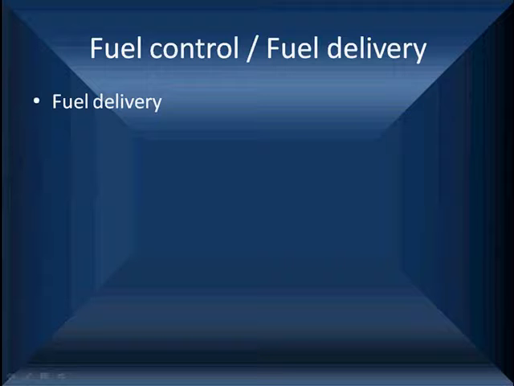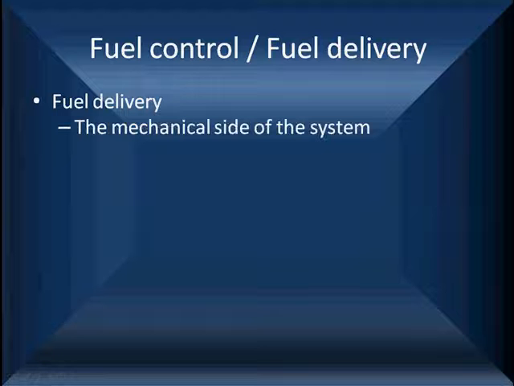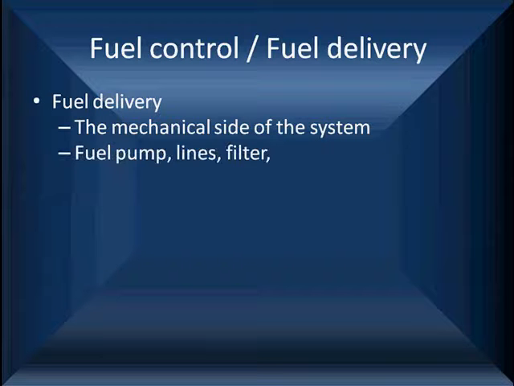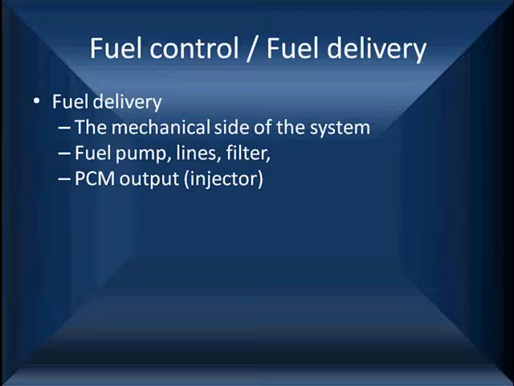Now, all through our conversation in ignition system, we referred to fuel lean out. Fuel lean out is caused because there's an error or an imbalance in the fuel control or fuel delivery system. We define fuel delivery as the mechanical side of the system: the fuel pumps, the fuel lines, the fuel filter. And then the PCM is going to be doing the injector pulse width control. How long is the injector open?